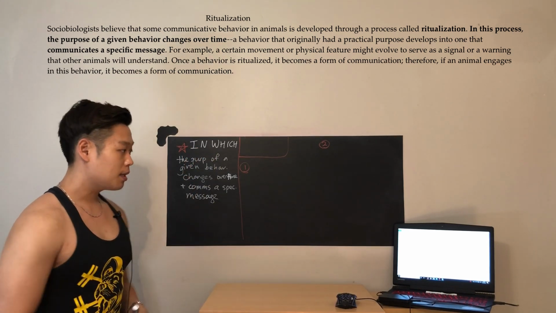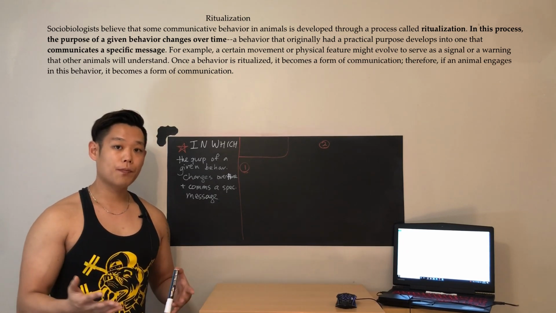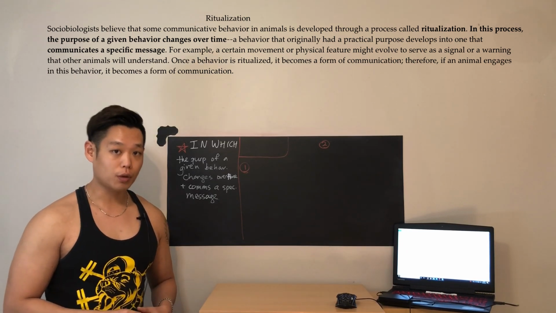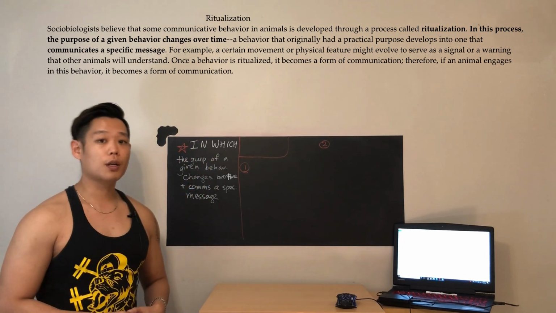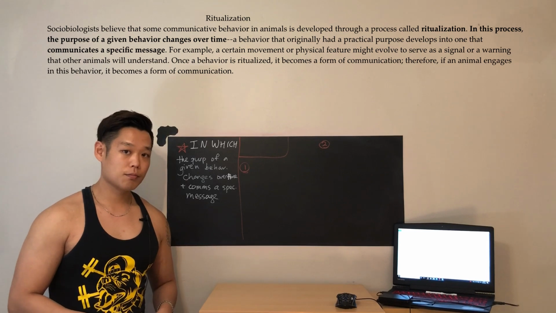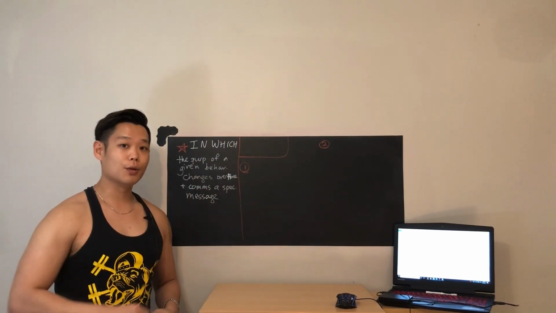So the ending statement for a lecture that has 2 examples would be, to sum up, these were 2 perfect examples of ritualization in which the purpose of a given behavior changes over time and communicates a specific message. We're done with the reading passage. Let's listen to the lecture and take notes together.